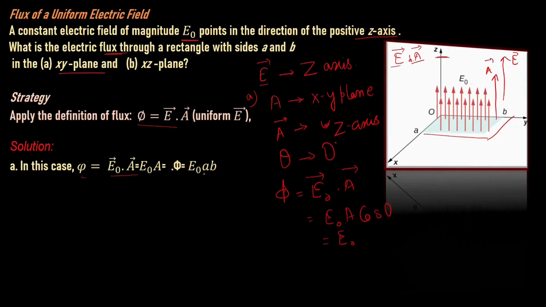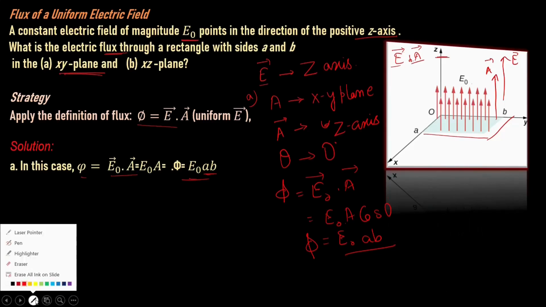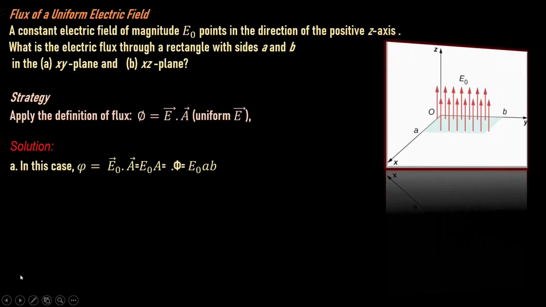What is the area? Area is A into B, that is length into breadth. So this is the value of the flux that we will get for the plane which is lying in the XY plane. So this is the given area, it is lying in the XY plane. So this one will be the flux associated with the first answer, that is when the area lies in the XY plane.